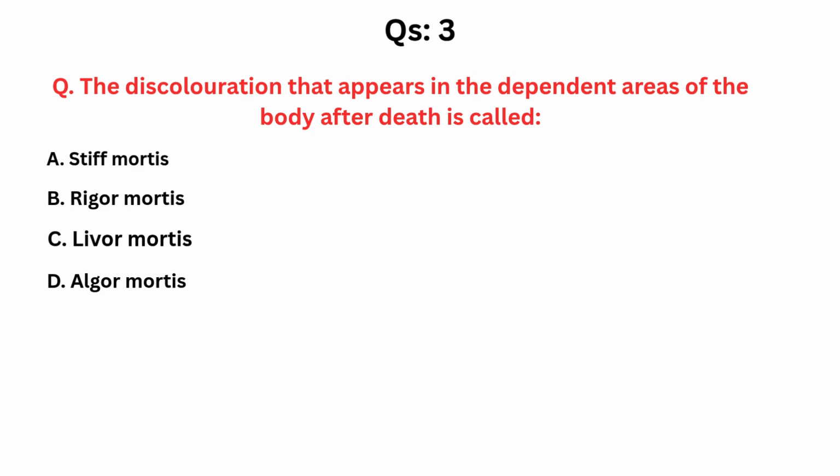Question number 3. The discoloration that appears in the dependent areas of the body after death is called. Option A, stiff mortis. Option B, rigor mortis. Option C, livor mortis. Option D, algor mortis. Option C, livor mortis is the right answer.